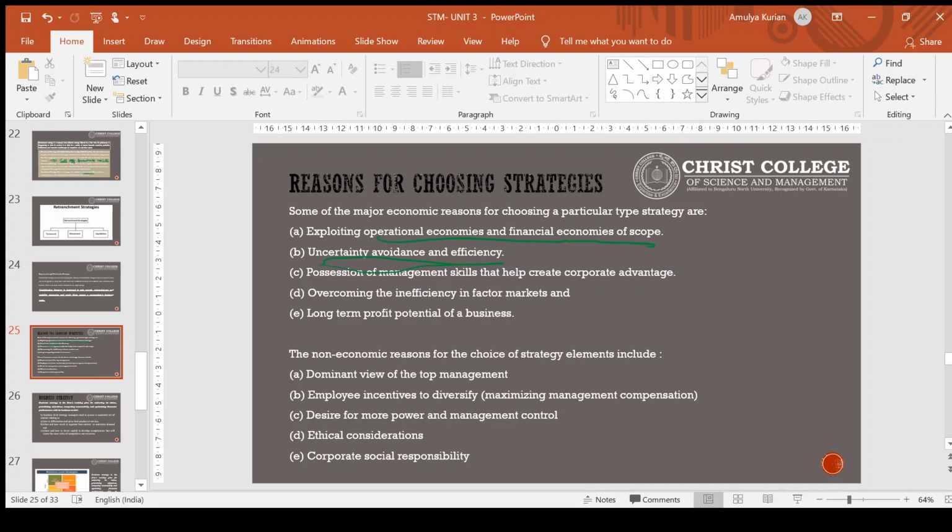Non-economic reasons are the dominant view of top management, employee incentive to diversify, desire for more power and management control, ethical consideration, and CSR, which is nothing but corporate social responsibility. So these are the different corporate level strategies. We have dealt with four different corporate level strategies which will be taken by the top management of the company. First one was expansion strategy, second one was stability strategy, third one was retrenchment strategy, and the fourth one is combination strategy. So these are the different strategies which are taken at corporate level. Now the next one, business level strategy.